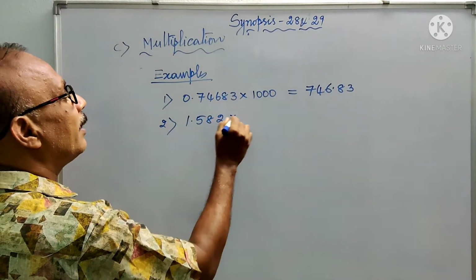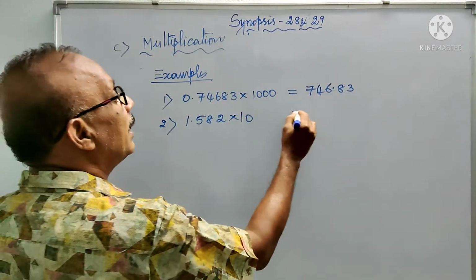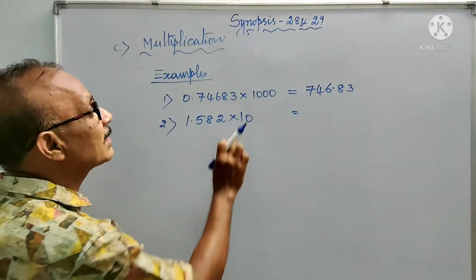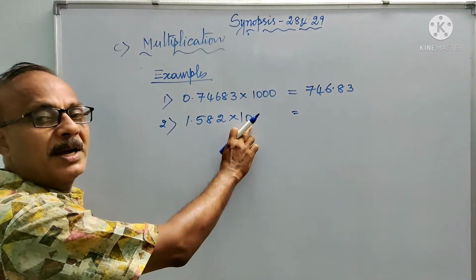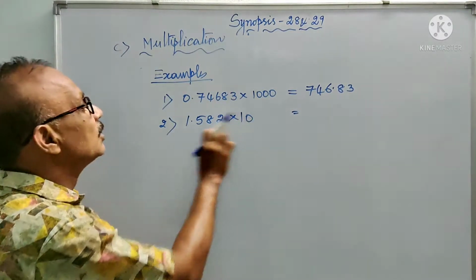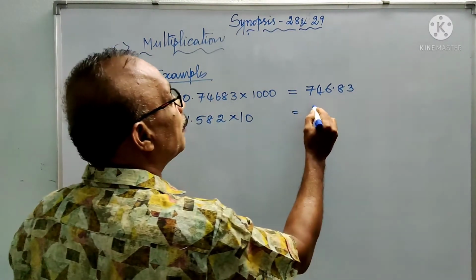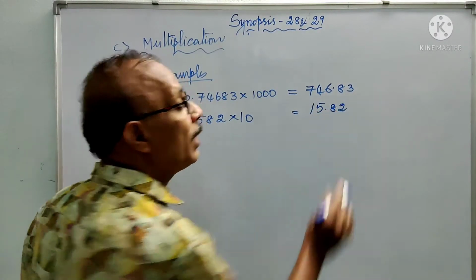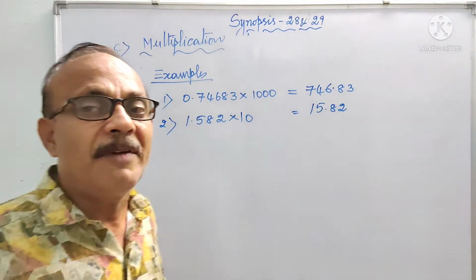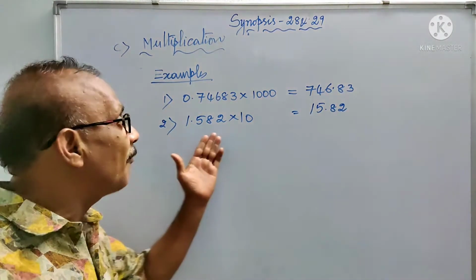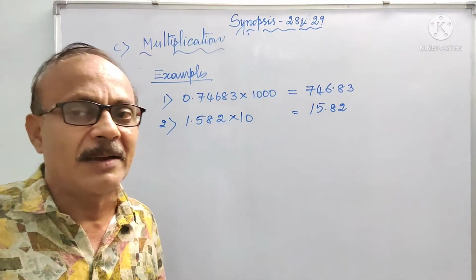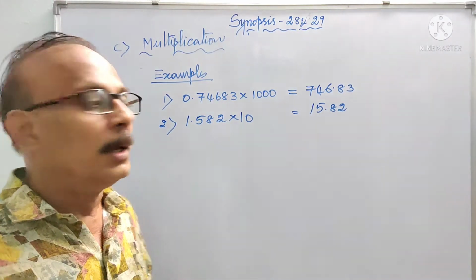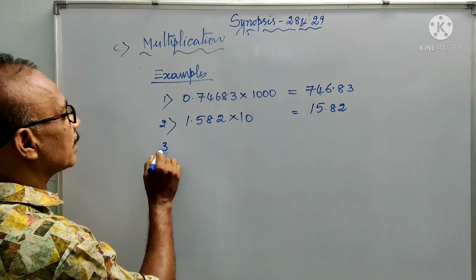Similarly, if you multiply 1.582 by 10, the decimal point moves right side now by only 1 digit. Why? Because there is only 1 zero in the number with which you are multiplying. So this becomes 15.82. And keep in mind, we can do like this only when you have zeros only after 1. That is powers of 10: 10, 100, 1000, 10,000, etc. only.